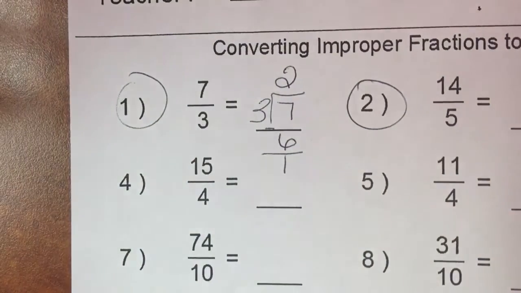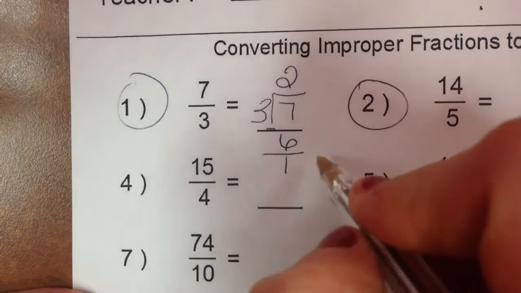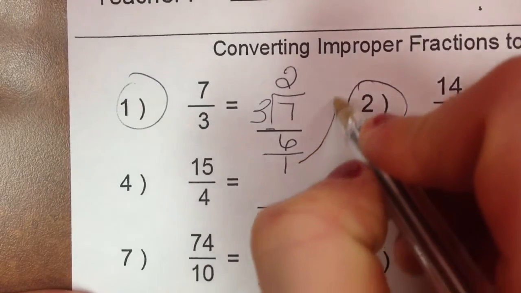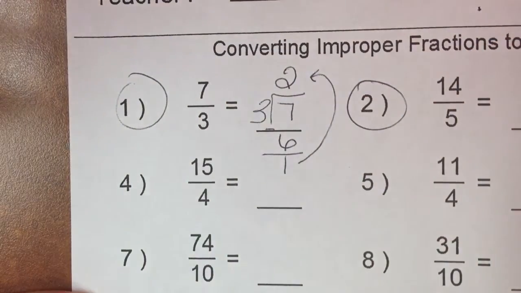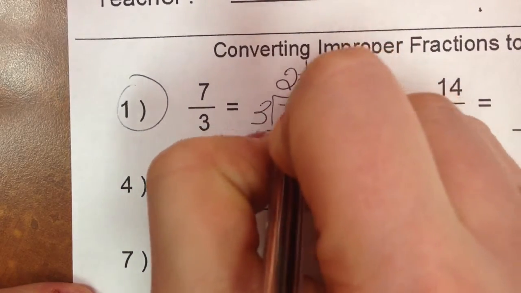1. And does 3 go into 1? No. So 1 is our remainder. So we have to carry it to the top of our division bar. And so that makes our final answer 2 and 1 over 3.